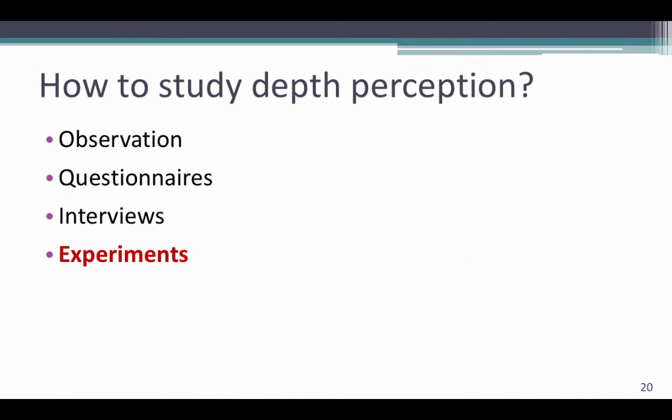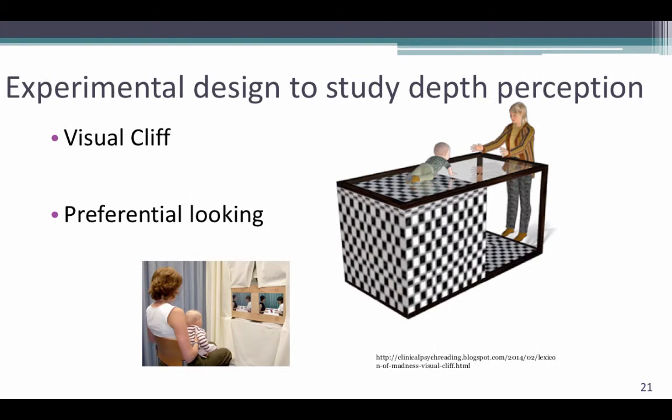So how do we study depth perception? Observations, questionnaires, and interviews are generally the ways that we conduct research in kinesiology. But to study depth perception, experiments are really the best way. Two experimental designs used to study depth perception are the visual cliff and the preferential looking experiments. We're going to watch this video about the visual cliff paradigm and how the development of locomotion affects depth perception.